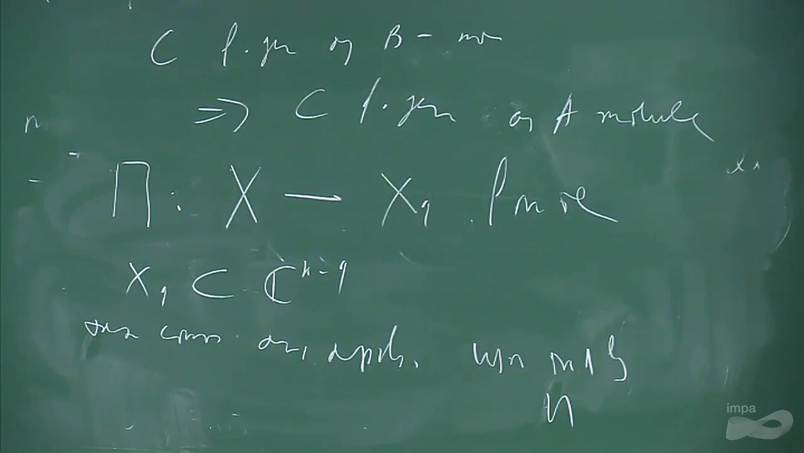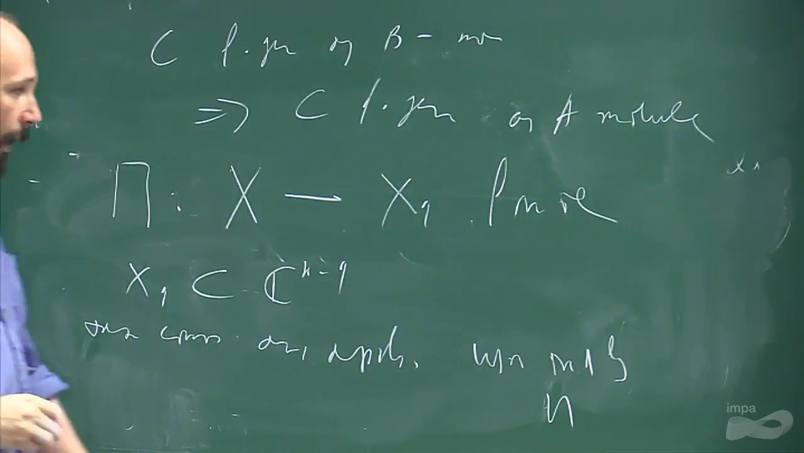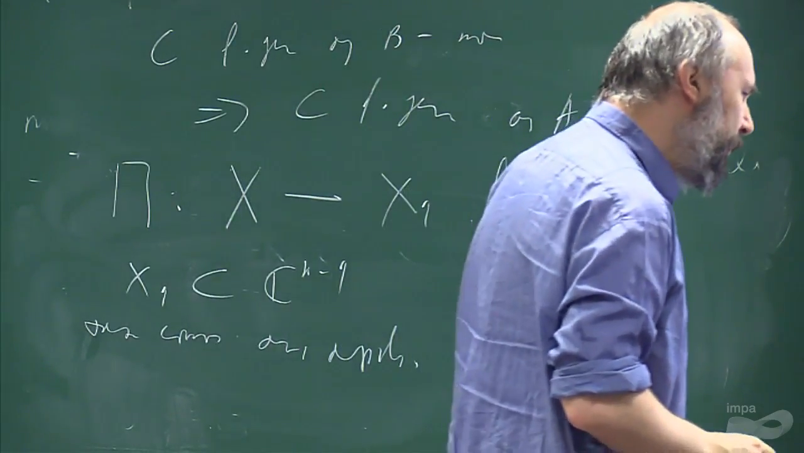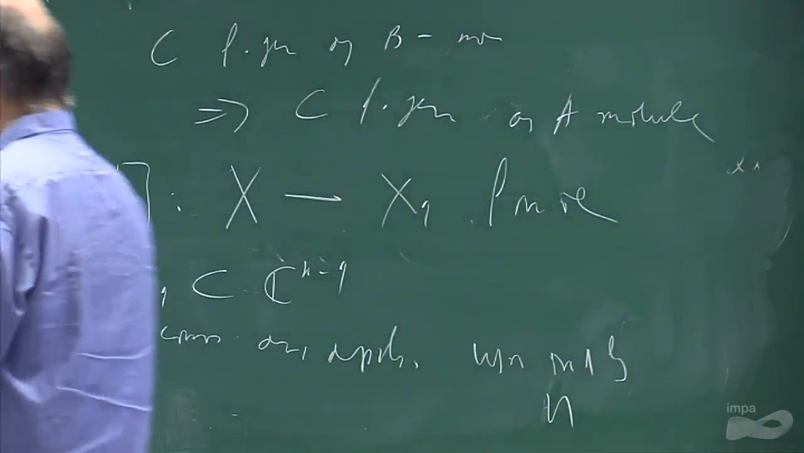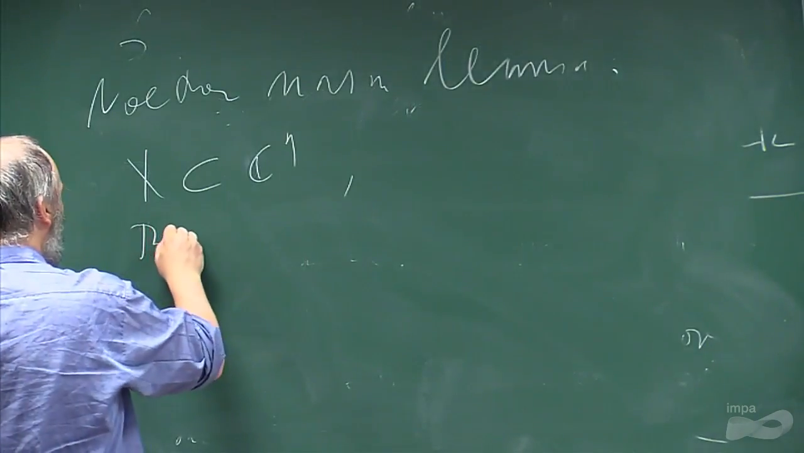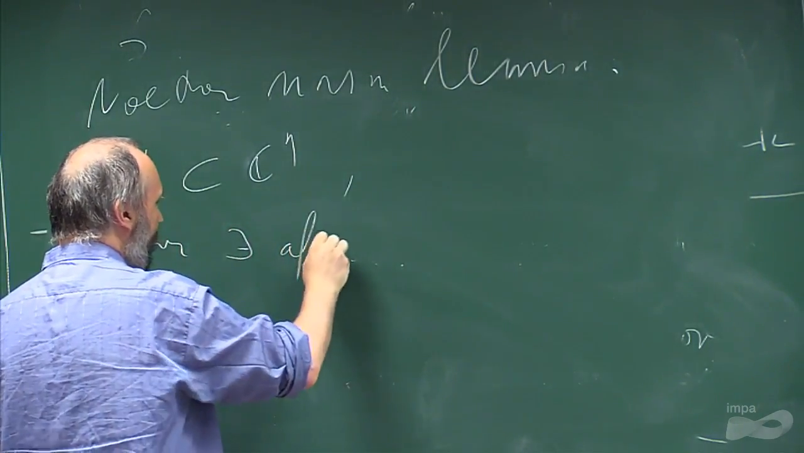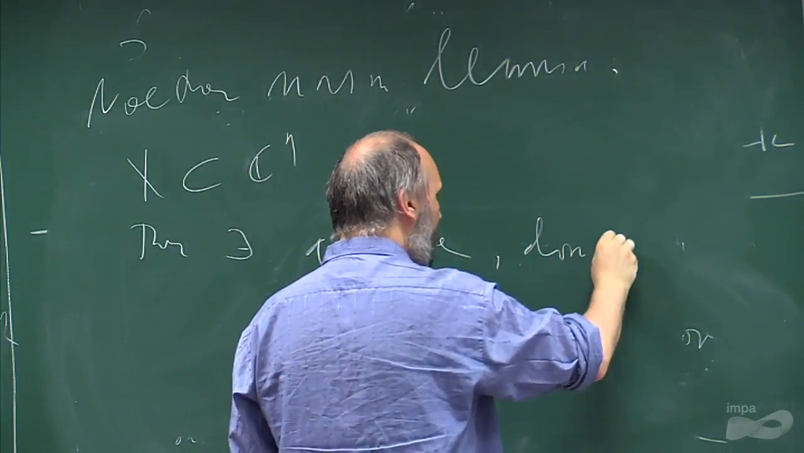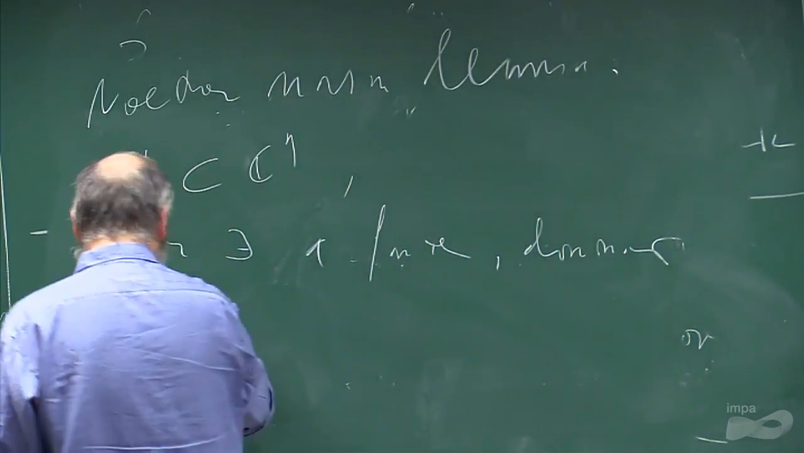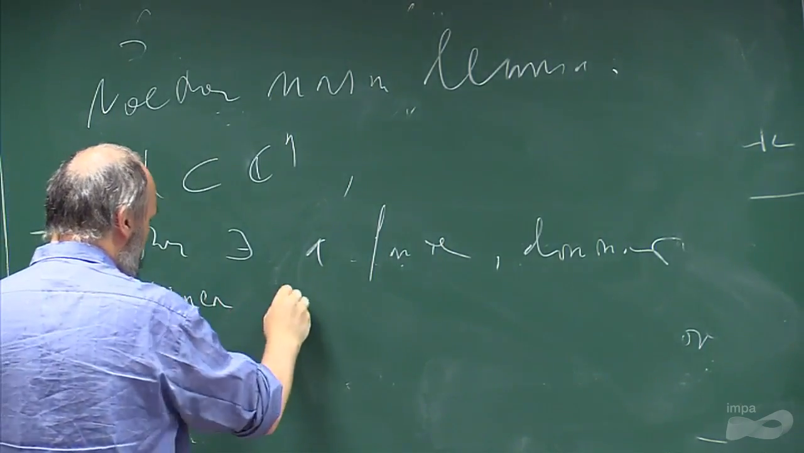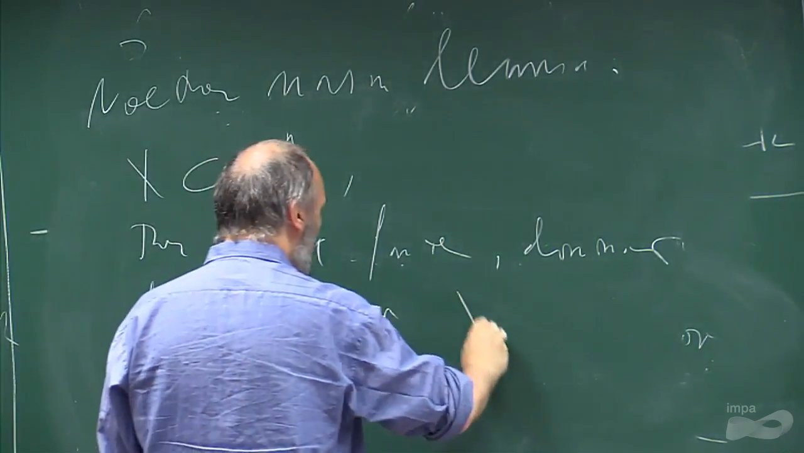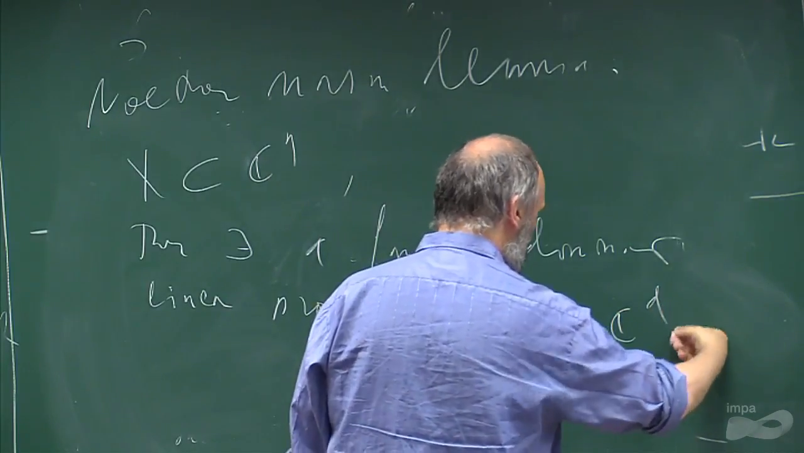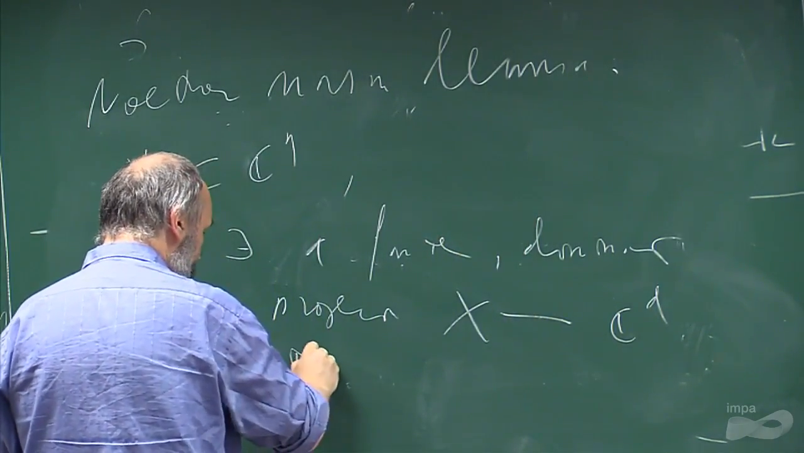Noether normalization lemma. If you have X inside C^n, then there exists a finite dominant projection, linear, obviously, projection X to C^d, where d is, of course, the transcendence degree of X.